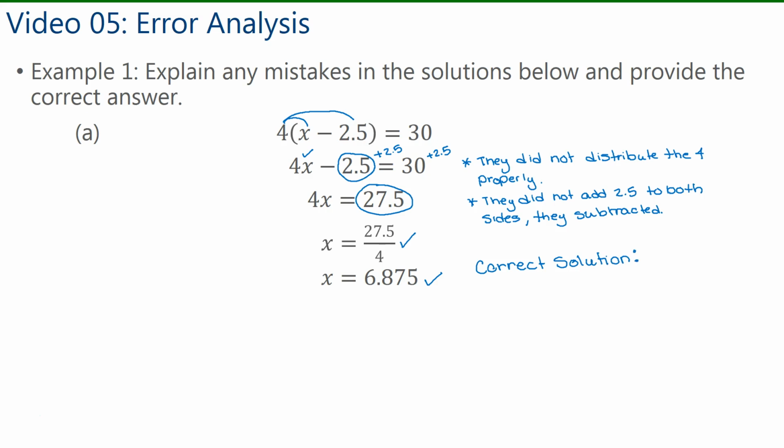So doing the distributive property, I get 4x minus 10 equals 30. Now I need to add 10 to both sides. So I get 4x is equal to 40. And now dividing that by 4, I'll get my proper solution of 10.